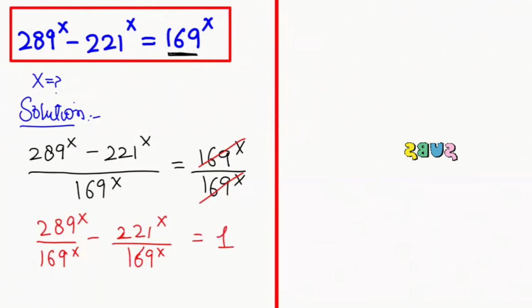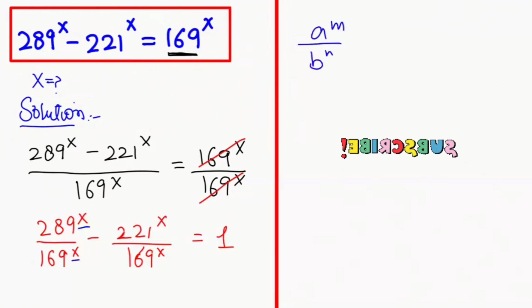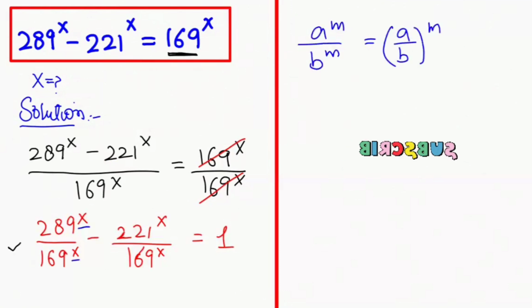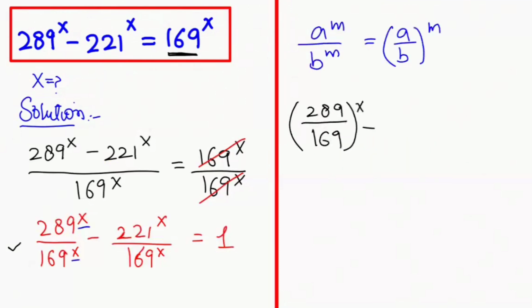Now here I am going to use the exponential rule, because we have the same power on the numerator and the denominator. For that I will use a to the power of m over b to the power of m is equal to a over b, and whole to the power of m. So this equation turns to 289 over 169 and whole to the power of x, minus 221 over 169 whole to the power of x, is equal to 1.